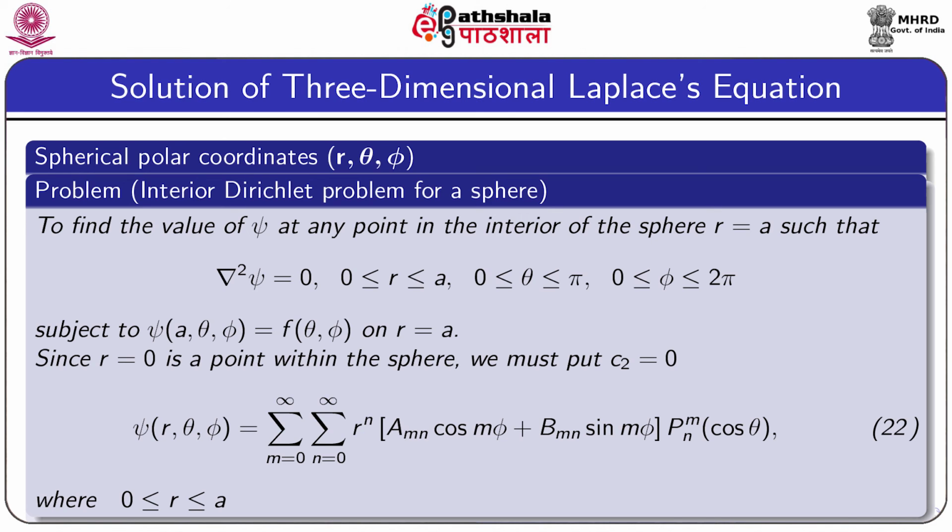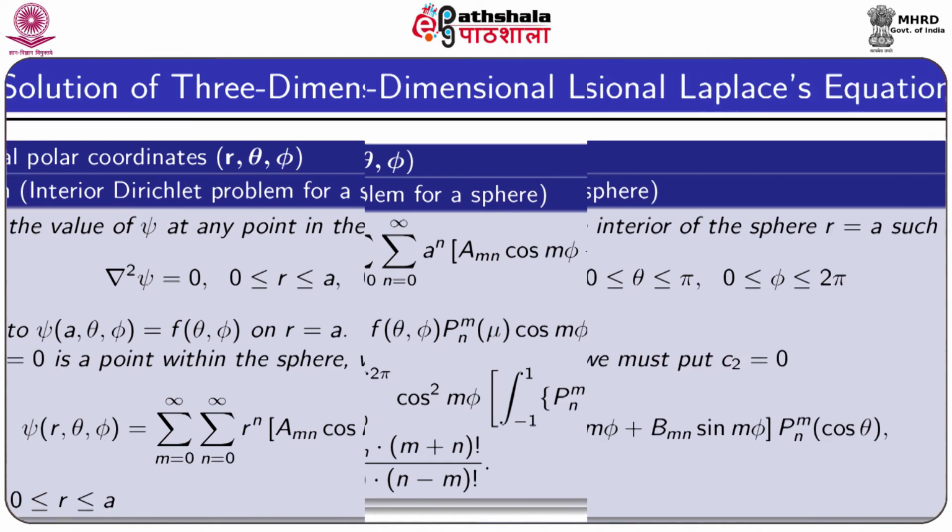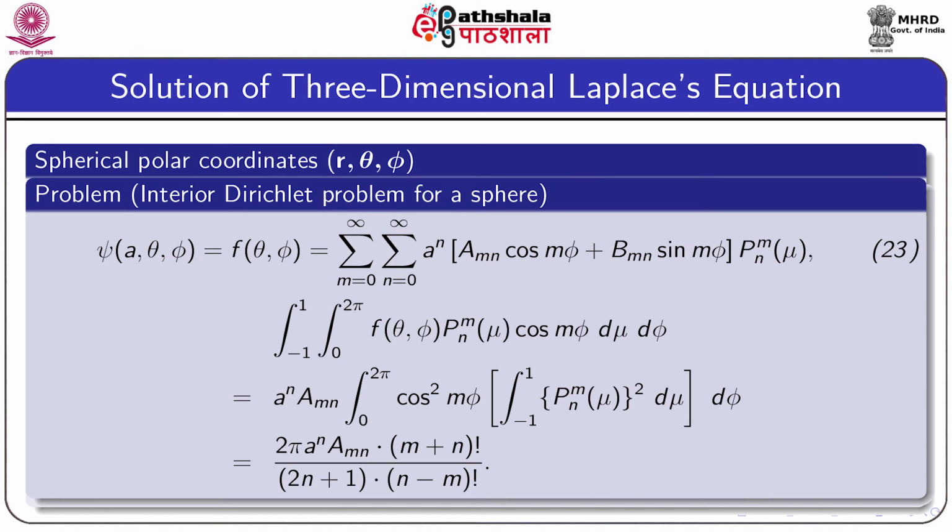So, only the r to the power n term is there, and all other terms are present, which is written in equation number 22. Now, to satisfy the boundary condition, we have to put r equals a and the value of psi is f. So, if you substitute this, if you satisfy this boundary condition, we obtain the relation which is given here. Now, to find the values of a mn and b mn, you can see that this is a double series of Fourier and Legendre function.